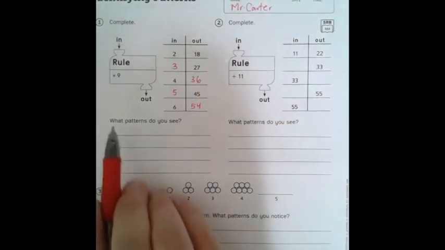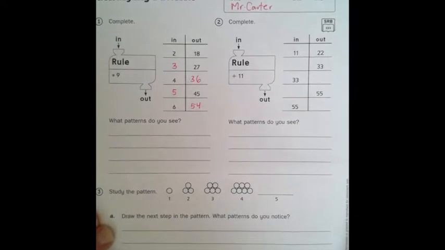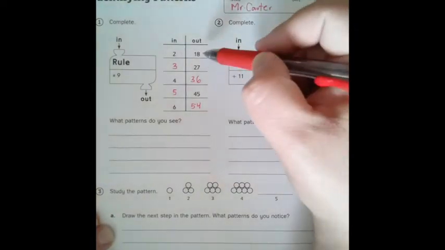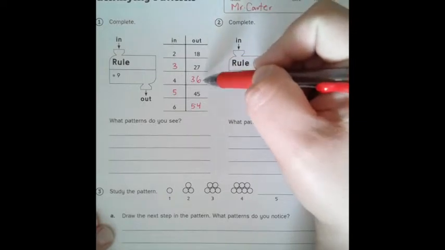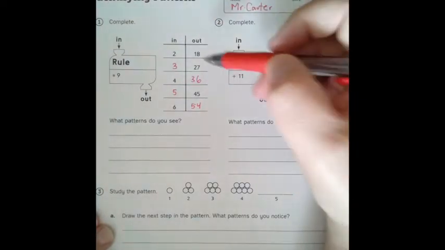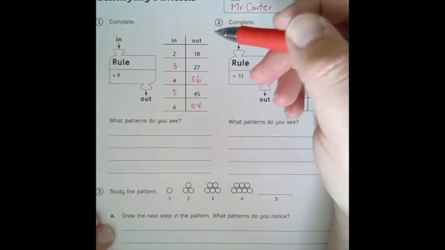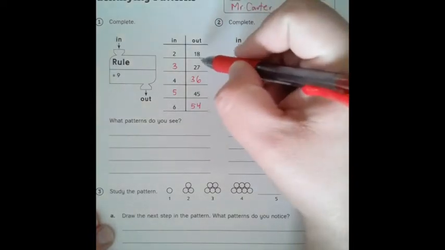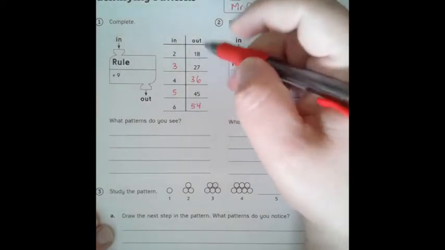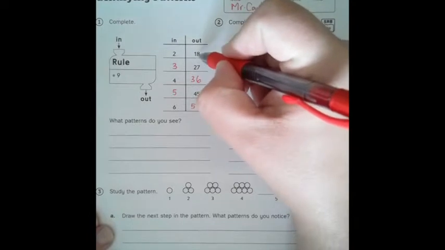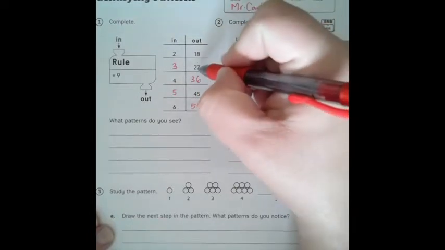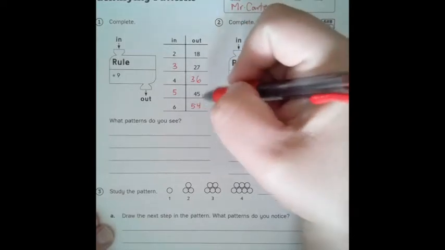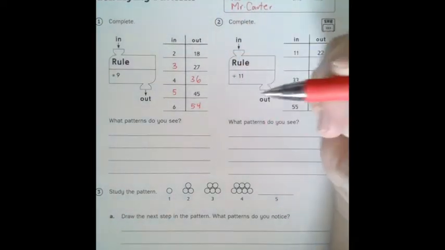Now we're being asked, what patterns do you see? Well, you might have seen that the outboxes are counting up by 9s, because we're multiplying by 9. They're all multiples of 9. You might have noticed that when you add the digits in the outbox, they all equal 9. So for example, 1 plus 8 is 9, 2 plus 7 is 9, 3 plus 6 is 9. That works all the way through.